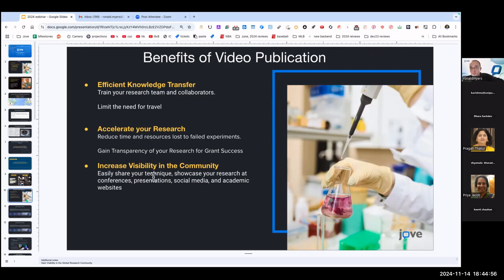This can also increase your visibility throughout the scientific community. So I've been at a lot of conferences, and in many cases, if people have a new methodology which they've published in JoVE, they present this at the conference. And also they can share on social media and academic websites. It's really good exposure for yourself as a scientist.